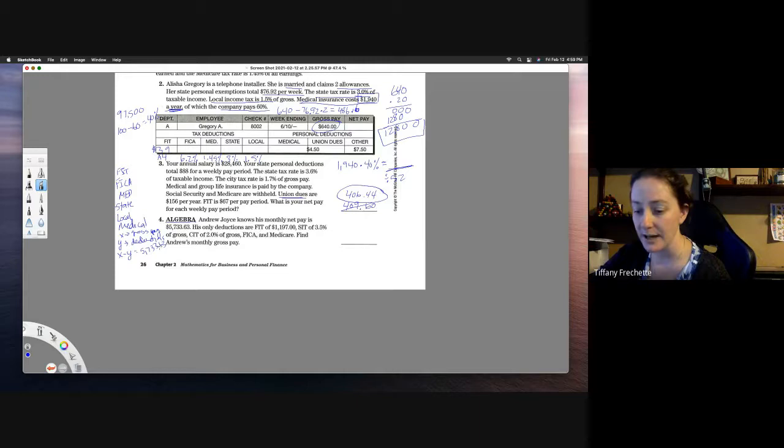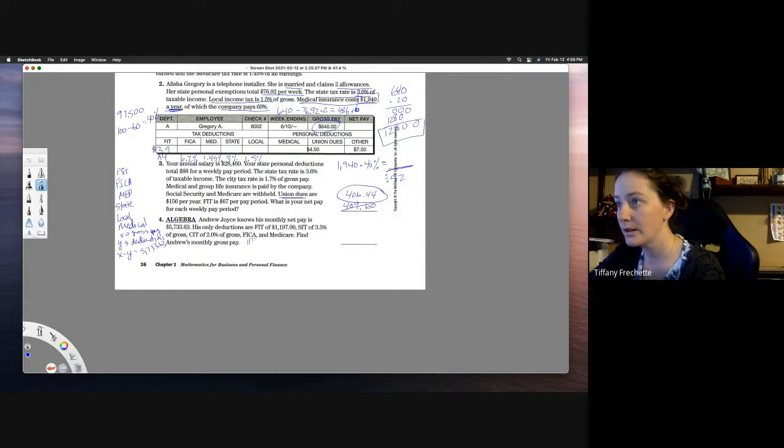This is how much he gets paid. And what we want to do is write an equation that makes this idea work. So if we want to know his net pay, we're going to add, let me see, all of his deductions.